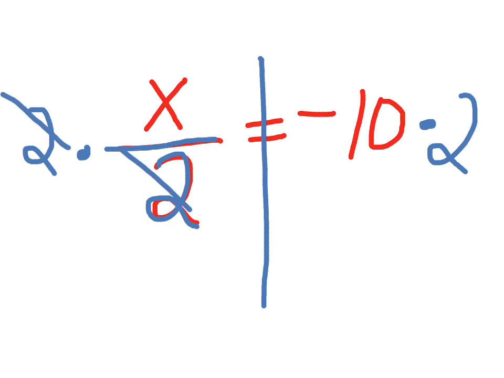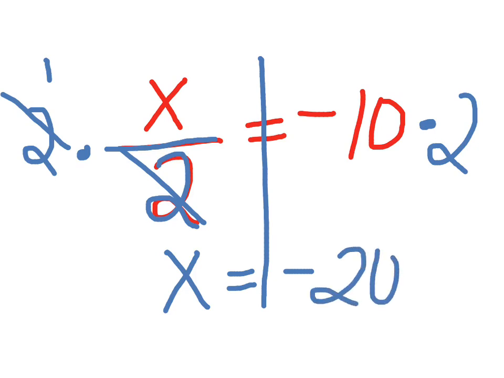So 2 divided by 2 will be 1. And 1 times x is x. Bring down the equal sign. Negative 10 times 2 is negative 20. So if you plug in or substitute the value of x in our original equation, negative 20 divided by 2 is negative 10.